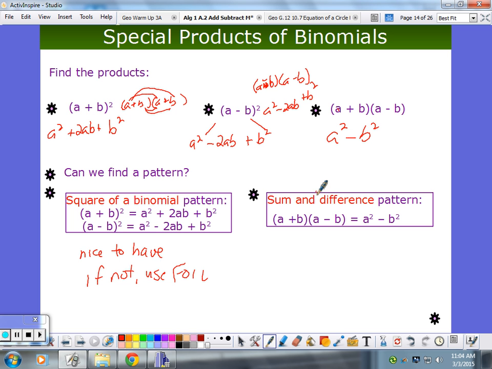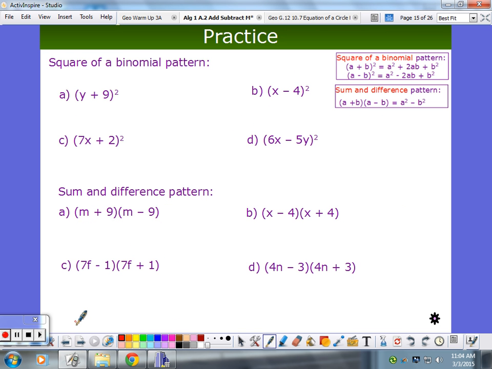This one, the sum and difference pattern, know this. You will need this. Now, it doesn't mean you can't rediscover it if you forget it. Do the FOIL, you will see the outsides and the insides cancel each other out. A squared minus b squared. Okay, so those are our special products. So, to do this practice, I'll do these with you and I'll have you do the try when we're done here.